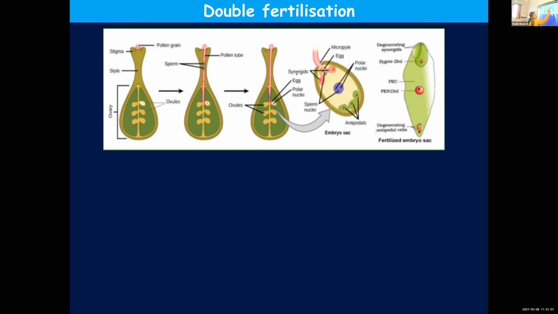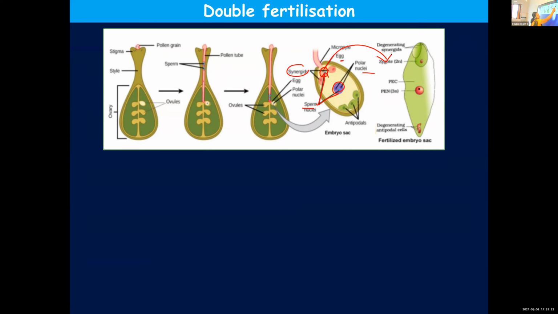So these are the synergids, on either side of the egg cell. The egg is in the center. This one is the egg cell, the other two are synergids, and one male gamete will fuse with the egg. The other one will move towards the two polar nuclei in the center. And the fusion of one male gamete with the egg, or female gamete, results in the formation of a zygote.